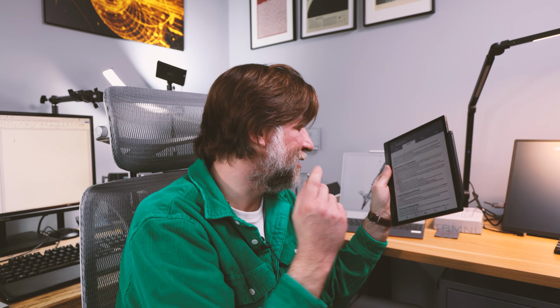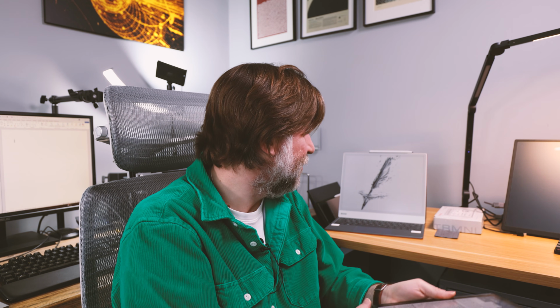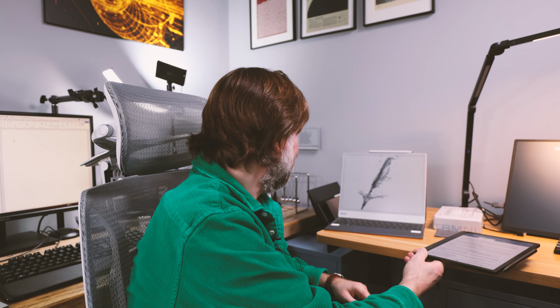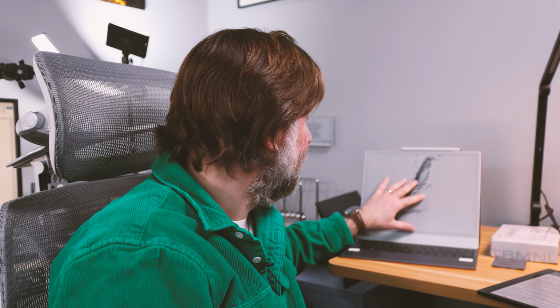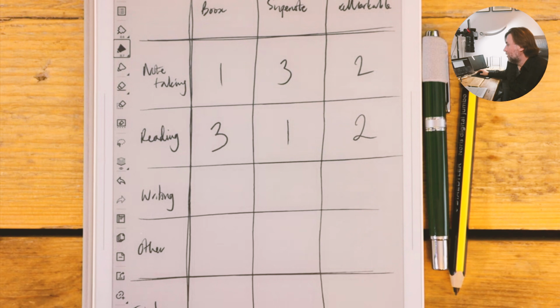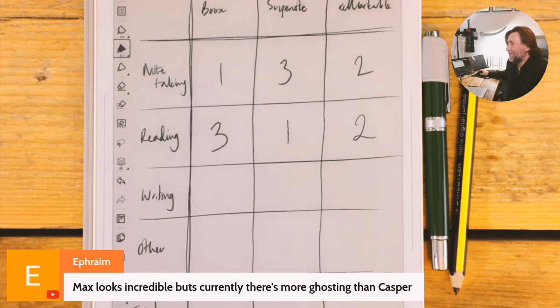My personal favorite is still the Tab Ultra C Pro, even though it should have been superseded by the Note Max, which is an incredible e-ink tablet as well, especially if it's full-size PDFs or side-by-side for reference that you need. Like the simplified PDF viewer of reMarkable over Boox? Yeah, absolutely. Unified notes UI, yeah, absolutely. Max looks incredible, currently more ghosting than Casper, yep. We talked about that, haven't we?